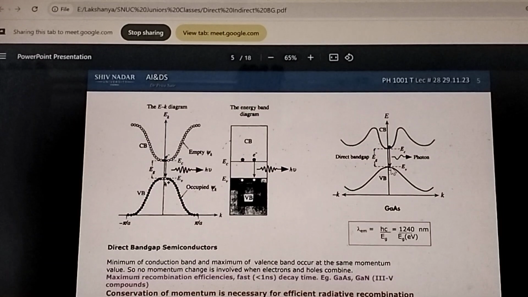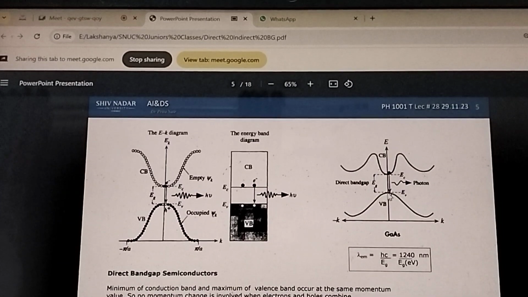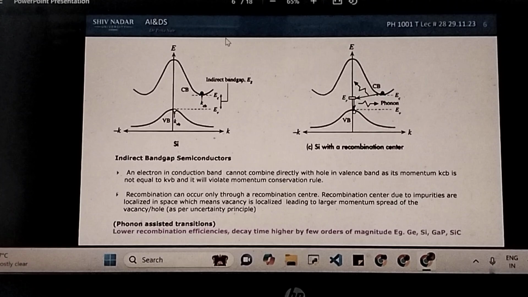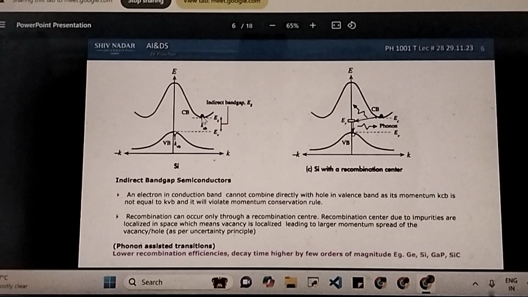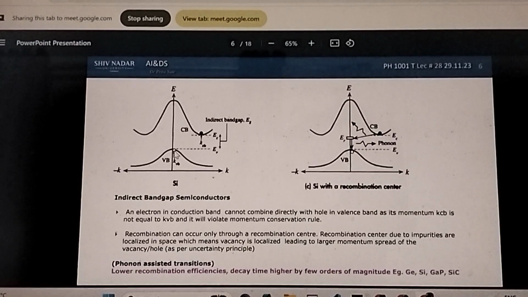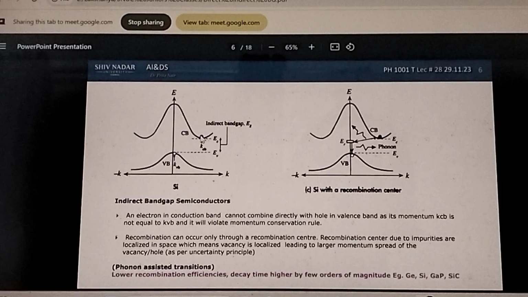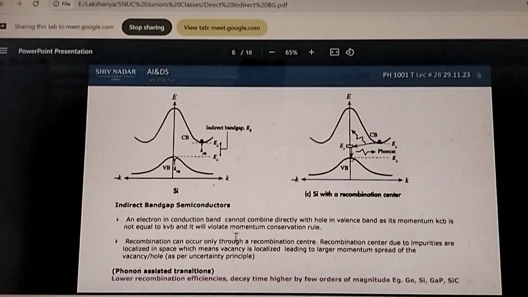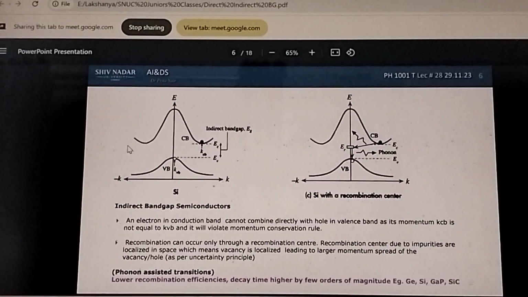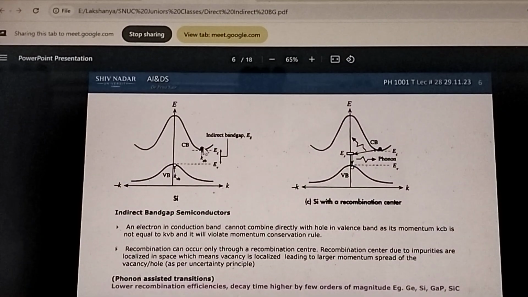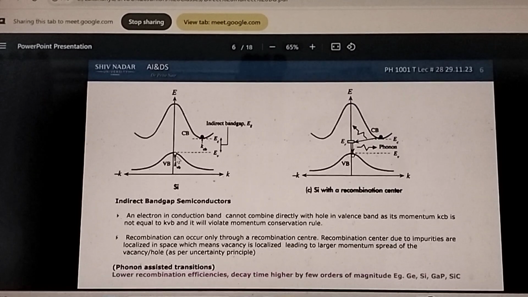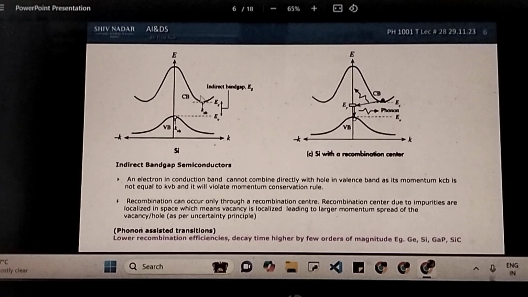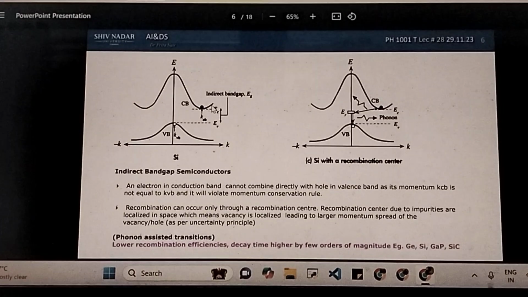But in an indirect bandgap semiconductor, your maximum of the valence band is somewhere, and the minimum of the conduction band is somewhere else. So the electron which leaves the valence band over here has to travel to this momentum first and then enter the conduction band. So that shift in momentum needs to take place. So recombination can occur only through a recombination center. Recombination center is the corresponding location in the conduction band where, if an electron is from here, it has to enter the conduction band at this location so that momentum remains conserved. Such a corresponding location in the conduction band is called the recombination center.